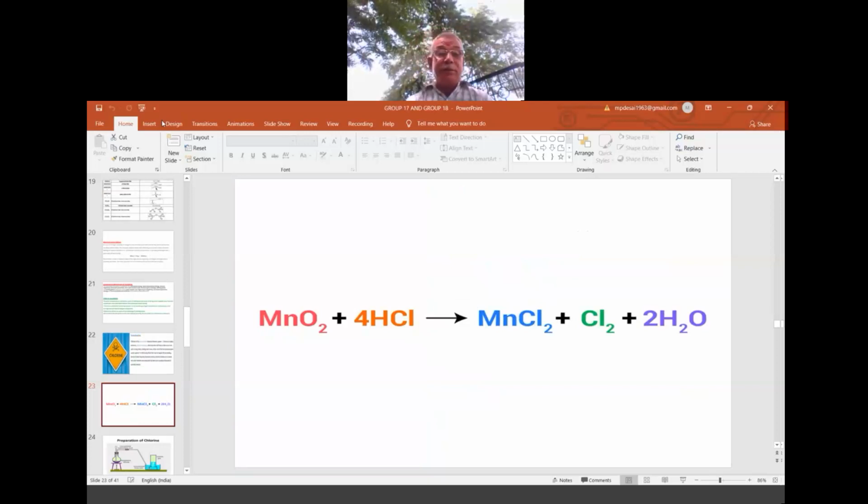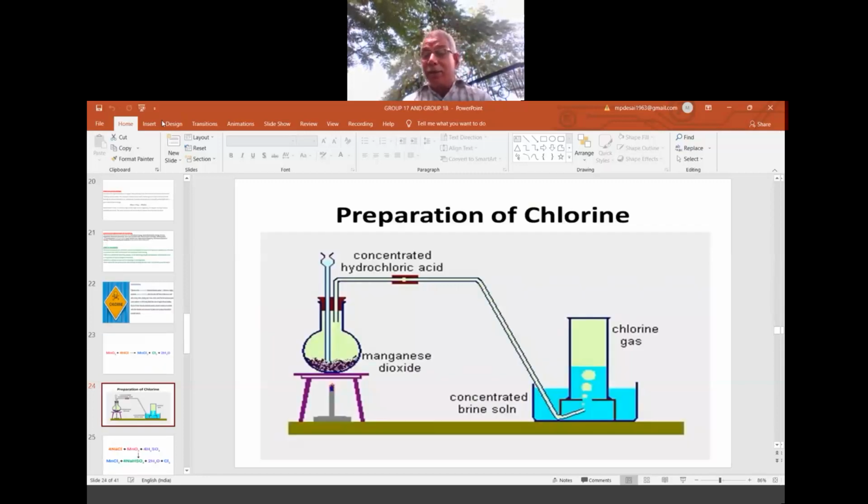Now, preparation of chlorine. It is made by the action of HCl and MnO2. Immediately you will get chlorine gas, because HCl reacts immediately with MnO2, and that is collected. How is it collected? It is collected by the downward displacement of water, because chlorine is heavier than air. Upward displacement of air is not followed here, like how we followed in the case of carbon dioxide and SO2, but here it is downward displacement of water, depending upon the density property.